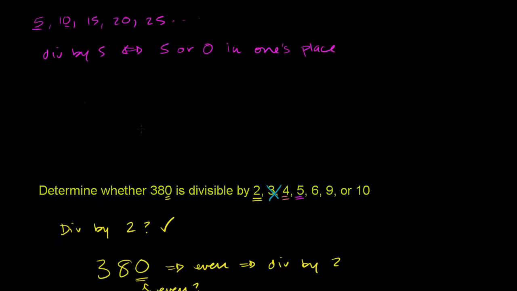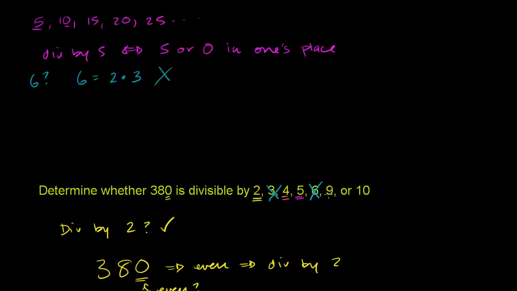Now, let's think about the situation for 6. So we want to know, are we divisible by 6? To be divisible by 6, you have to be divisible by the things that make up 6. Remember, 6 is equal to 2 times 3. So if you're divisible by both 2 and 3, you will be divisible by 6. Now, 380 is divisible by 2, but we've already established that it is not divisible by 3. If it's not divisible by 3, it cannot be divisible by 6. So this gets knocked out. We are not divisible by 6.